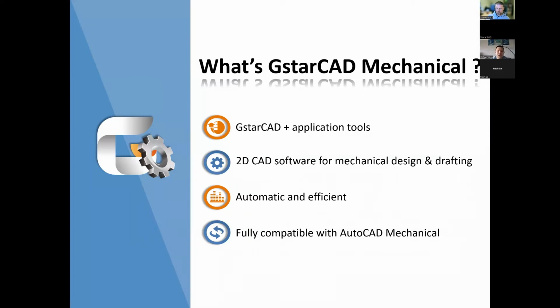Okay, so let's continue. Just now, I said it's the GstarCAD platform plus the mechanical toolset. We can say that it's one of the most powerful and competitive products for mechanical design in 2D software. Besides, there is a very important thing: GstarCAD Mechanical is fully compatible with the AutoCAD Mechanical version. In the later pages, I will discuss more about this.